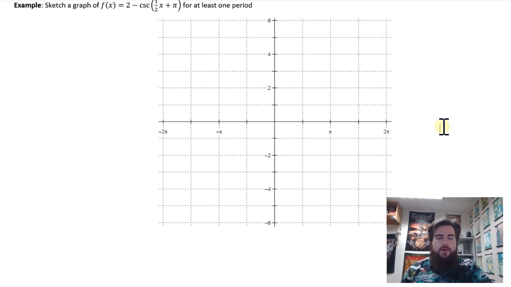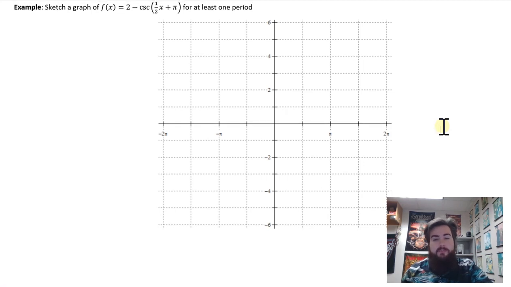In this example, we're going to sketch a graph of the function 2 minus cosecant of 1/2 x plus pi for at least one period. I'm going to again apply the t-table method. I'm going to show one demonstration of how you can do this using the cosecant values of a t-table.